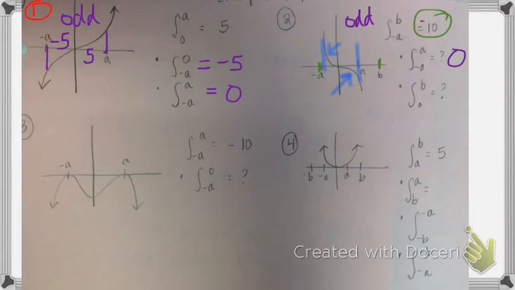So the next question asks me to figure out, well, what's going on from a to b? Well, negative a to b is negative 10, and I know that if I want to find from a to b, I've got to add all of these together, which would add up to the negative 10. So if I just want this part right here, and I know that all of this is 0, and that plus that has to equal negative 10, well, that means this has to be negative 10.